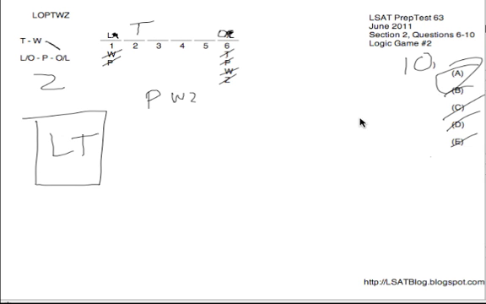And of course, why can't O be third? Because O has to be on 6, because L was on 1, because that was the only way we could have L coming immediately before T. So A, O on 3, is our answer to number 10 because it's impossible.